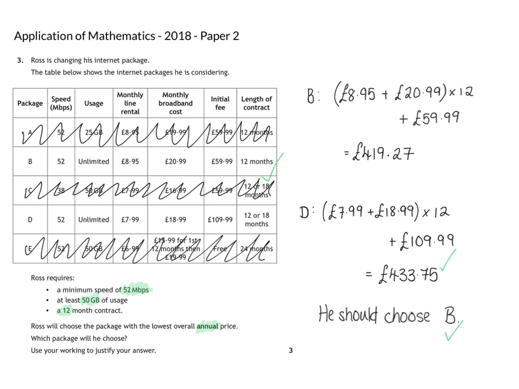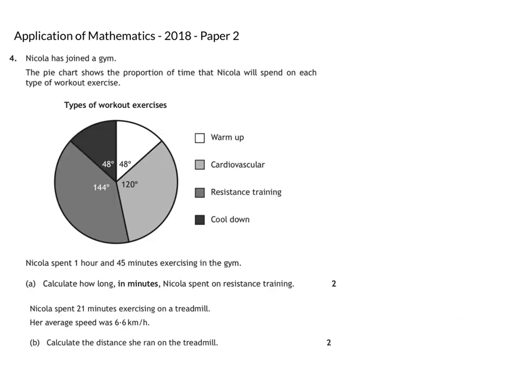That's us for question 3, so we're going to go on to question 4. We have Nicola, who has joined a gym. Our pie chart shows the proportion of time that she will spend on each type of workout exercise. So for part A, we have to calculate how long in minutes she spent on resistance training. And we know that she spent 1 hour and 45 minutes exercising in the gym.